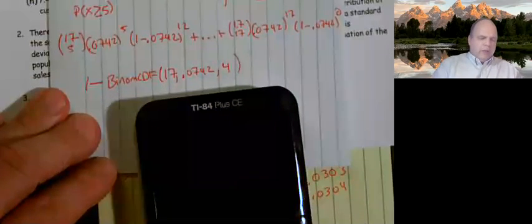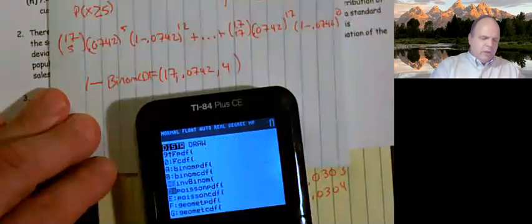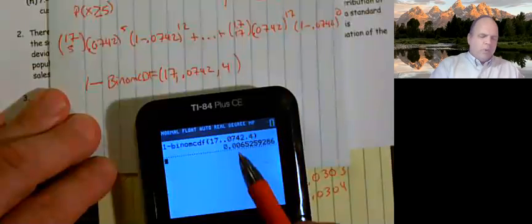So on the calculator, 1 minus second vars, binomial CDF, trials is 17, P is 0.0742, X value is 4. So 0.0065.